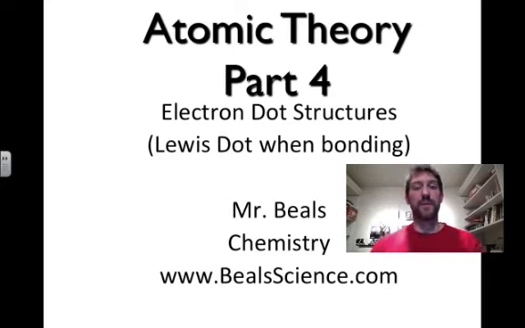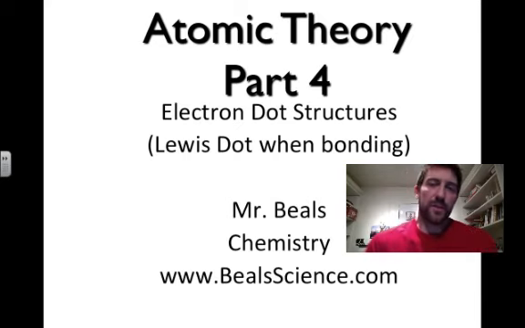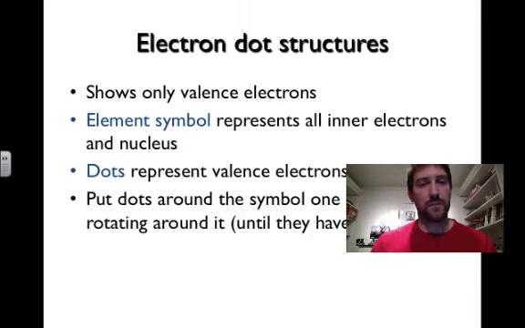This is part 4 of atomic theory: electron dot structures, also called Lewis dot structures, but that's mostly what it's referred to when you're looking at bonding, which we'll get into a little bit later on. In part 1 we explained atomic theory. Part 2 we explained electron configuration. Part 3, noble gas configuration. And finally part 4, how do we build these electron dot structures, which will ultimately help us figure out how these different types of elements bond together. And it'll help us understand how to form ionic bonds and covalent bonds.